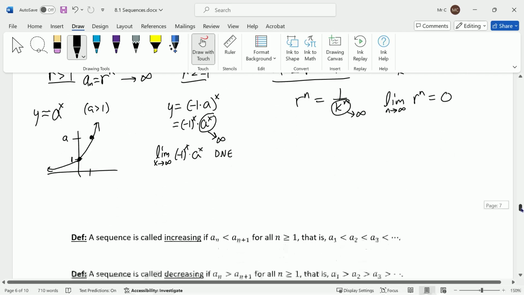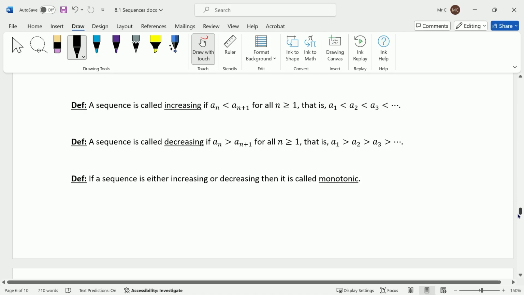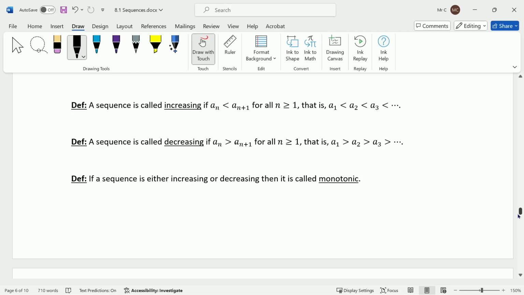Okay. Let's take a look at a few definitions. The definition: a sequence is called increasing if a sub n plus 1 is bigger than a sub n for all n greater than or equal to 1, meaning a2 is bigger than a1, a3 is bigger than a2, so forth and so on. It's called decreasing if a sub n is greater than a sub n plus 1 for all n greater than or equal to 1. That is, a2 is less than a1, a3 is less than a2, so forth and so on.